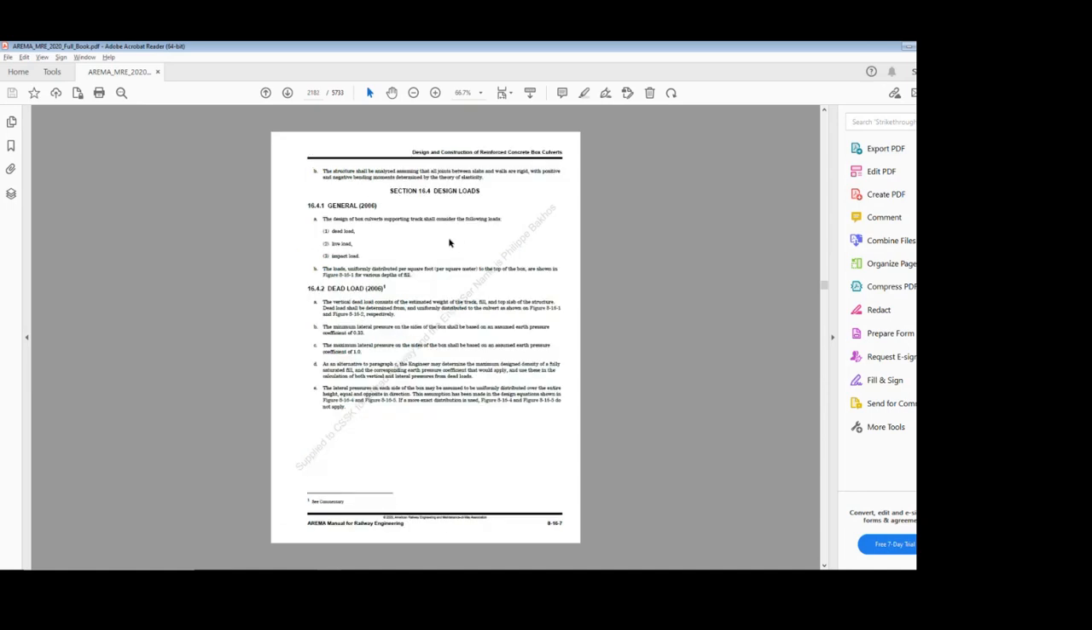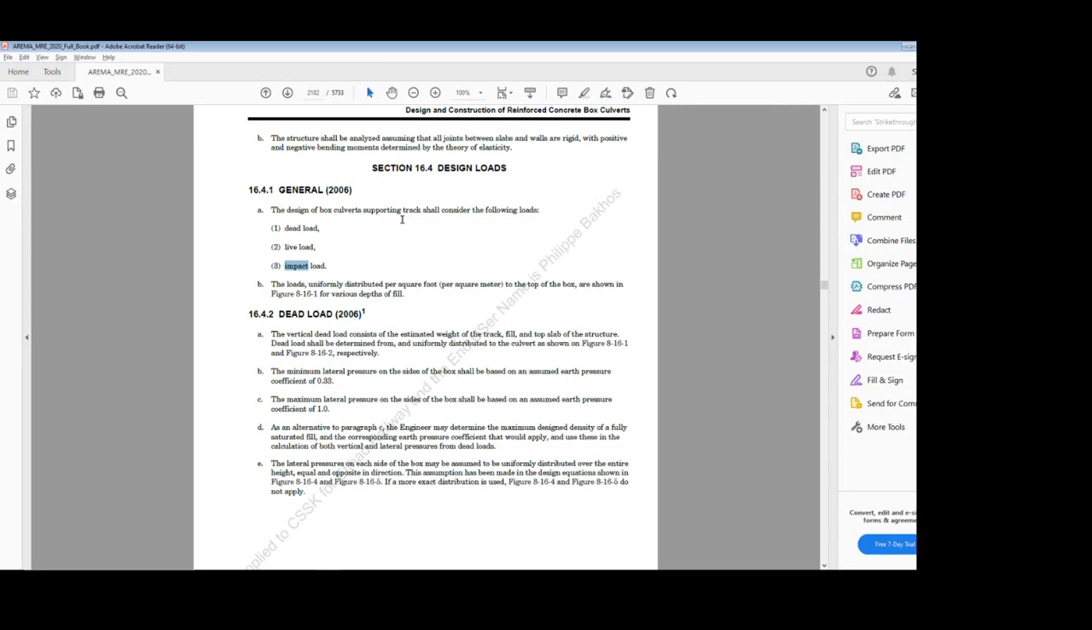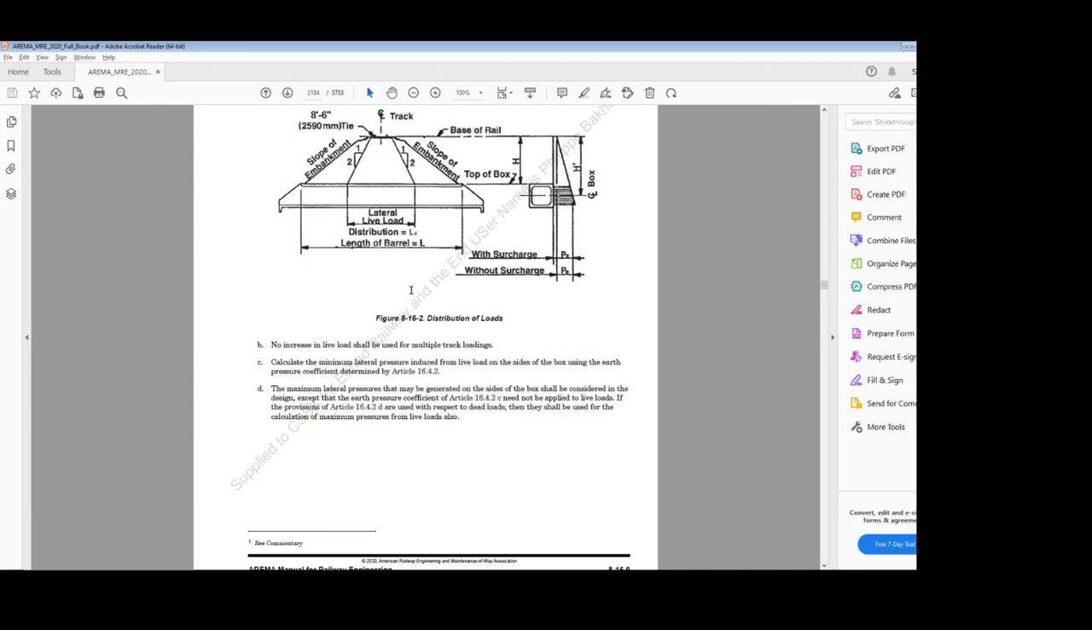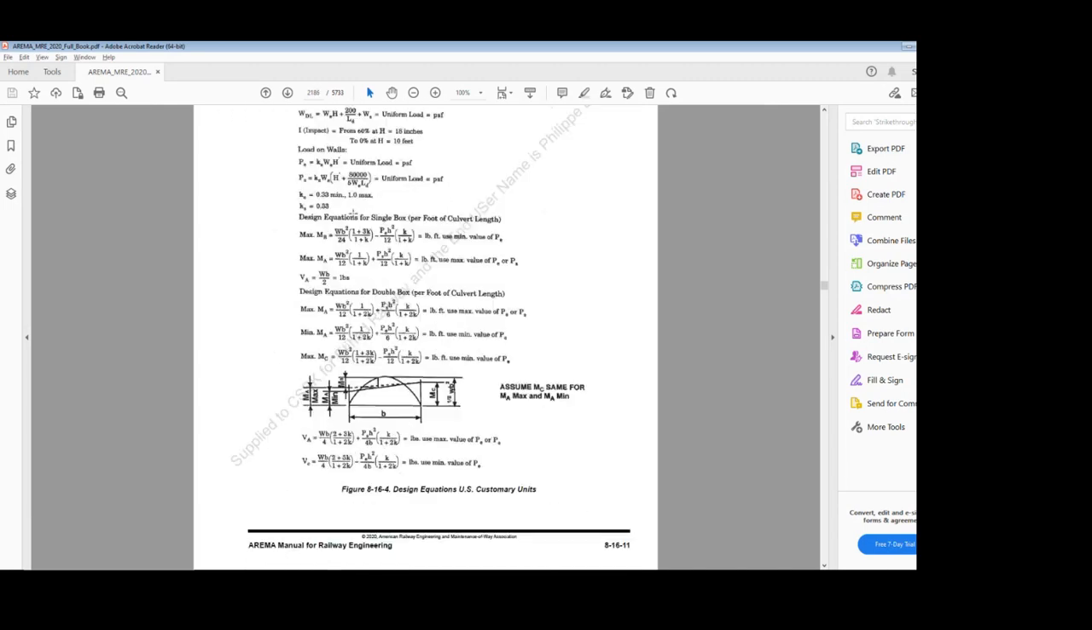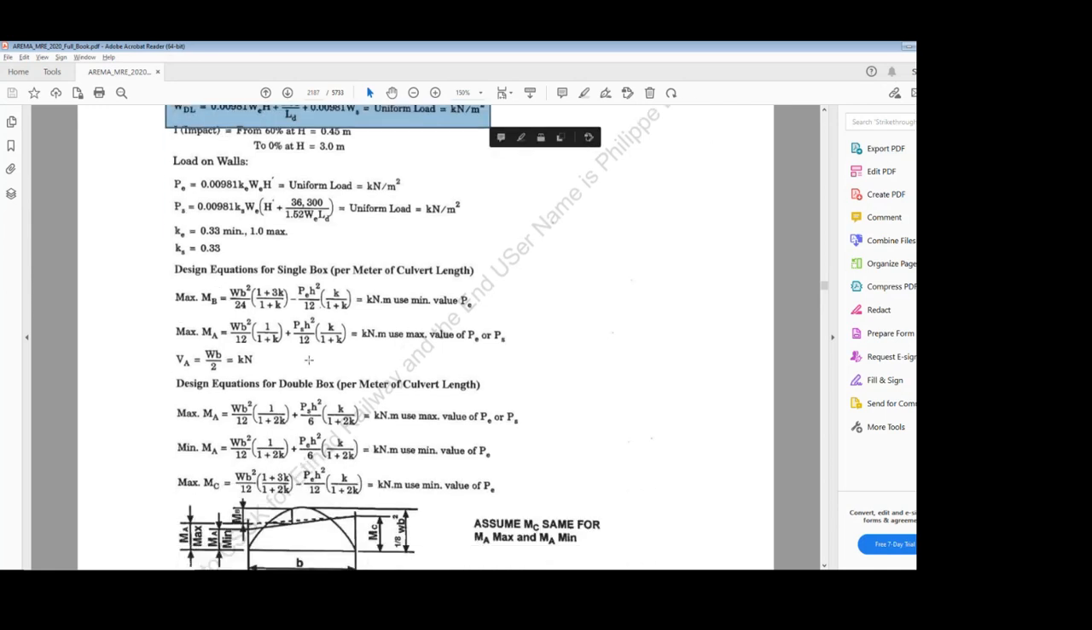In it they have mentioned what design loads are to be considered. They suggest we take only three loads: dead load, live load, and impact load. All other forces like temperature, earthquake and longitudinal forces do not need to be considered for design of culverts, as these are small structures. The dead load and related questions are given. Whatever things we have discussed, they have simply given in the form of equations. This will be live load plus impact load, and all those things are given here with equations.